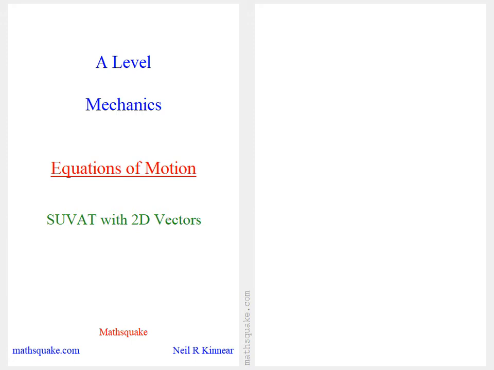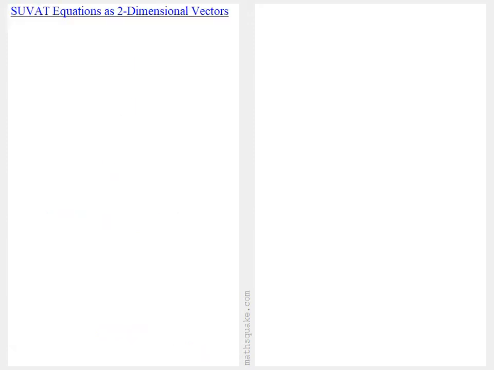A-level mechanics, the equations of motion involving constant acceleration. The SUVAT equations in 2 dimensions. Let's look at how we can use the SUVAT equations with 2-dimensional vectors.